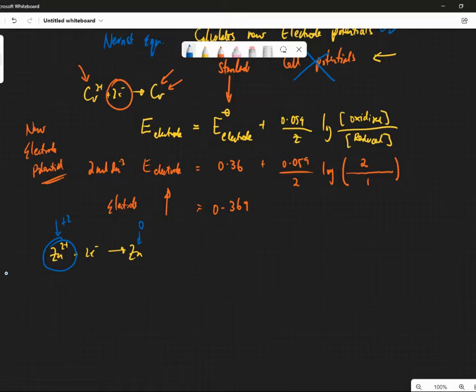Simple as that. If you get confused with the oxidized and reduced species, all you have to do is remember that the one with the highest oxidation number is the oxidized. That's it. In oxidation numbers, yes. That's as simple as that.